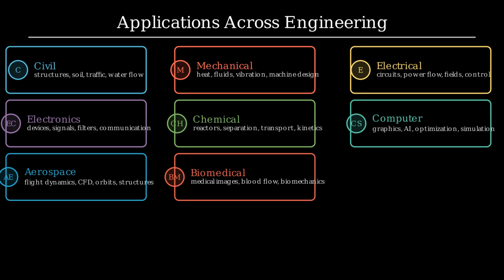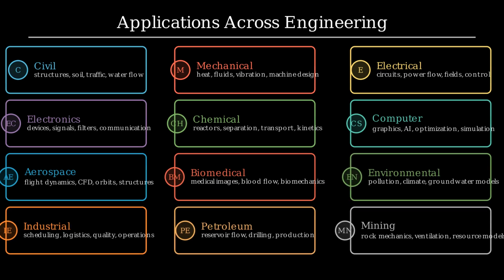Computer engineers use numerical optimization, graphics, simulation, and machine learning. Aerospace and biomedical engineers model flight, blood flow, structures, and medical images. Environmental, industrial, petroleum, and mining engineers use the same ideas for pollution, operations, reservoirs, rock mechanics, ventilation, and resource planning.